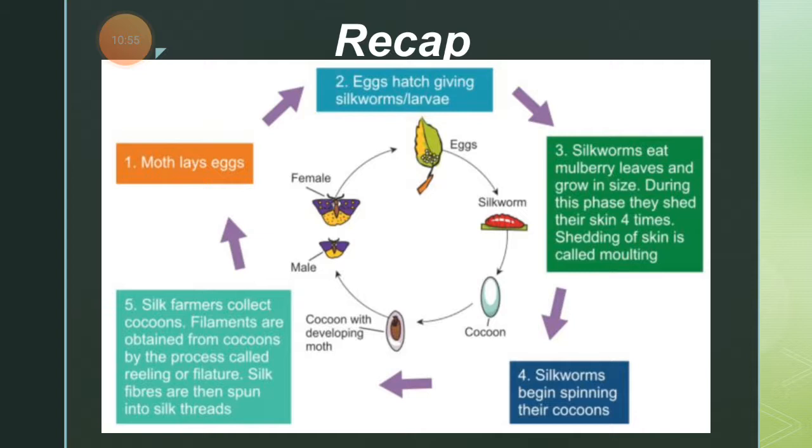Recap. Let's go into the small recap. Moth lays eggs. Eggs hatch giving silkworms or larvae. Silkworms eat mulberry leaves and grow in size. During this phase, they shed their skin 4 times. Shedding of skin is called molting. Silkworms begin spinning their cocoons. Silk farmers collect the cocoons. Filaments are obtained from the cocoons by the process called reeling or filature. Silk fibers are then spun into thick threads. Moth lays eggs, and this process goes on. Thank you.